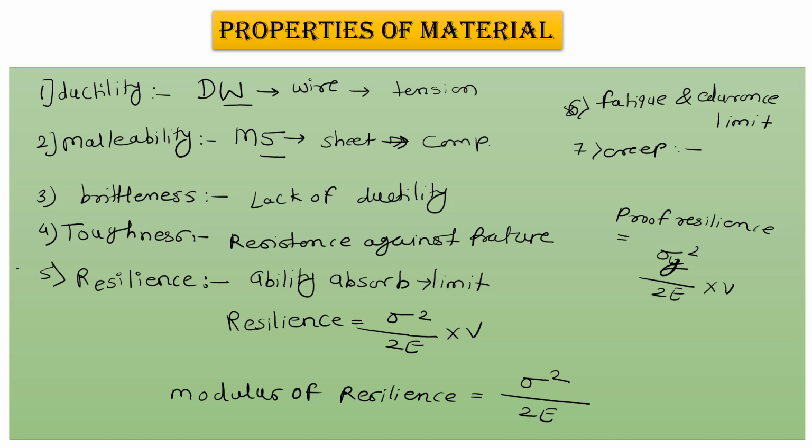First is ductility, second is malleability, then brittleness, toughness, resilience, fatigue and endurance limit, and last is creep. All are important. Most of the time the questions are asked from resilience, and next from fatigue, endurance limit, and sometimes they ask this DW and MS.